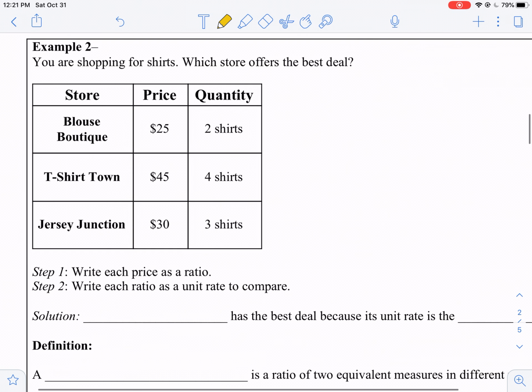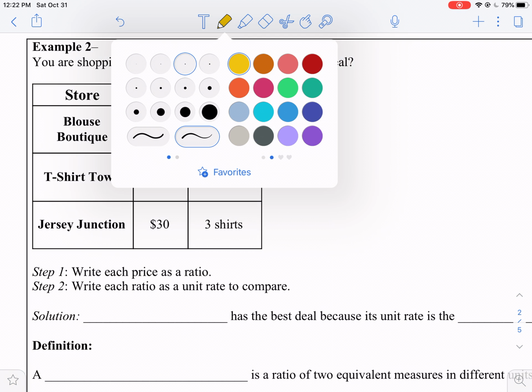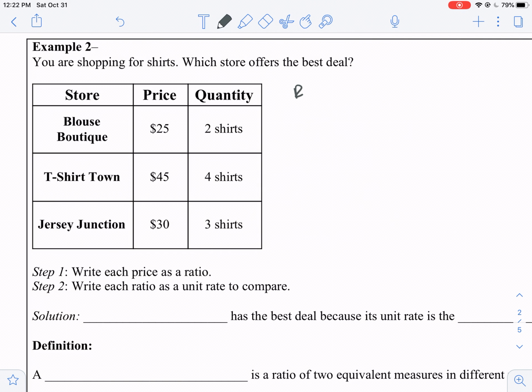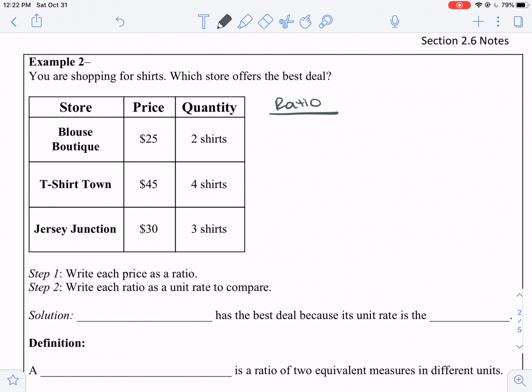We'll go shopping. So you're shopping for shirts. Which store offers the best deal? In order to find that out, let's create a ratio. We're going to divide the cost per the number of shirts because we want to find the cost of each shirt, the cost per shirt.